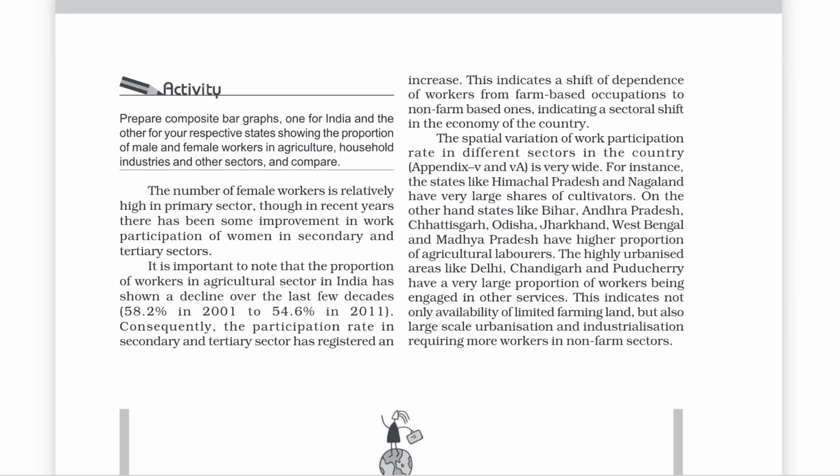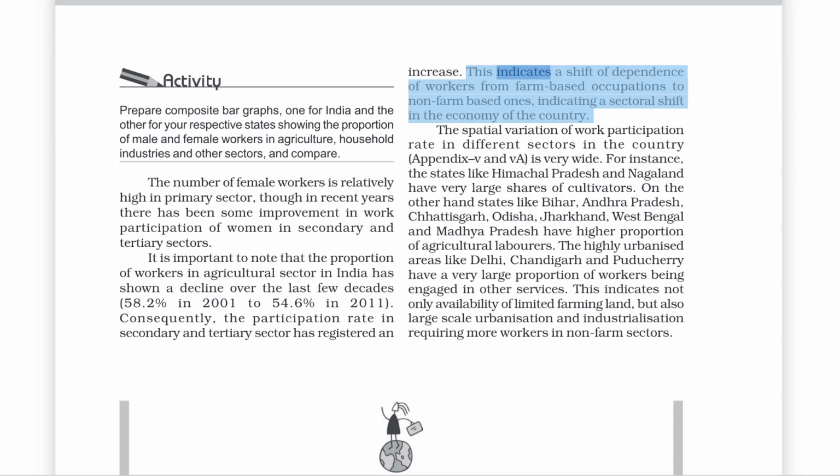Population: distribution, density, growth and composition. This indicates a shift of dependence of workers from farm-based occupations to non-farm-based ones, indicating a sectoral shift in the economy of the country.